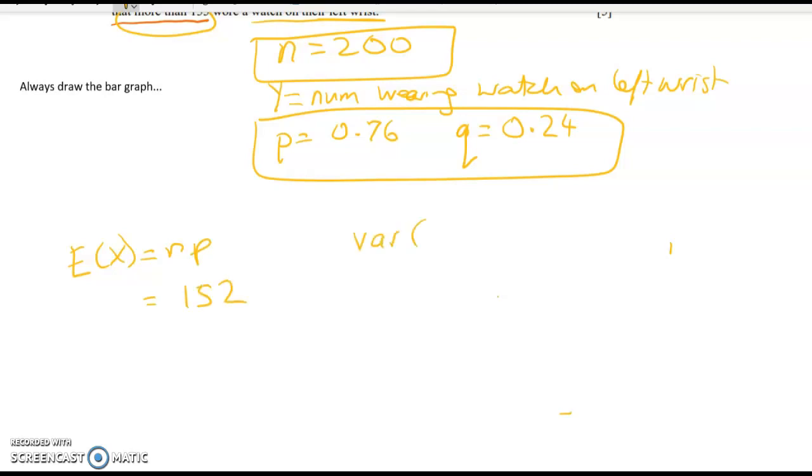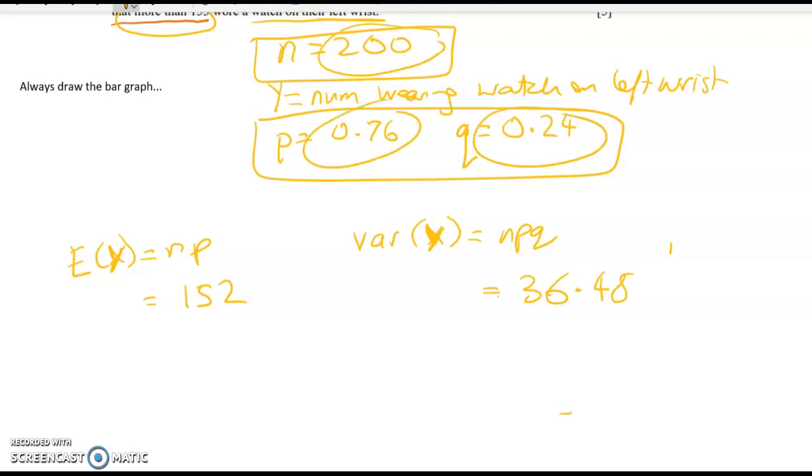And the variance of the binomial, oh, actually, I think I've said X, not Y, so the variance of Y is equal to npq, and that works out to be 36.48, right? So we know the mean and the variance, and we can see that these numbers are not in the middle, not at 0.5, but they're not crazy, crazy tiny numbers.